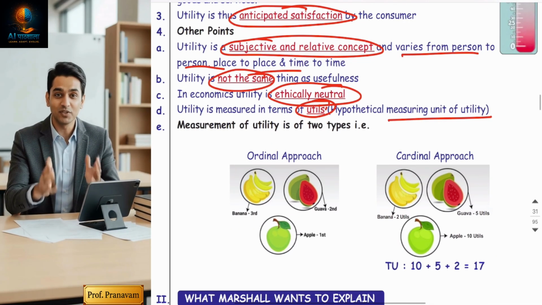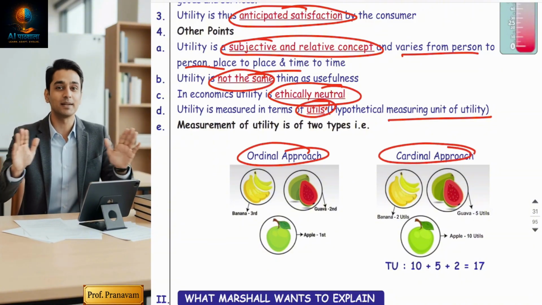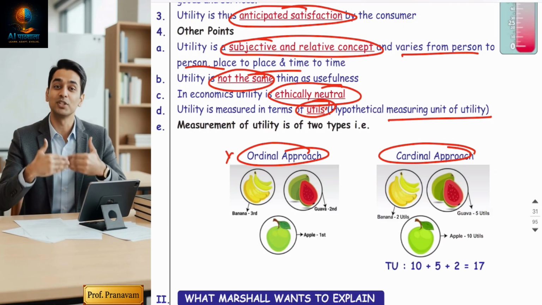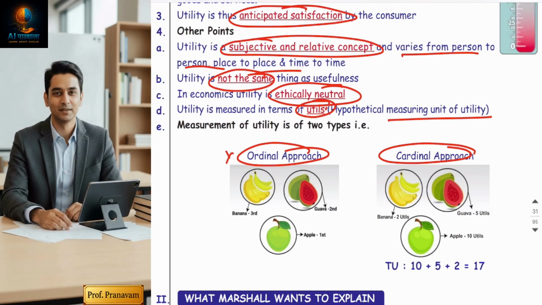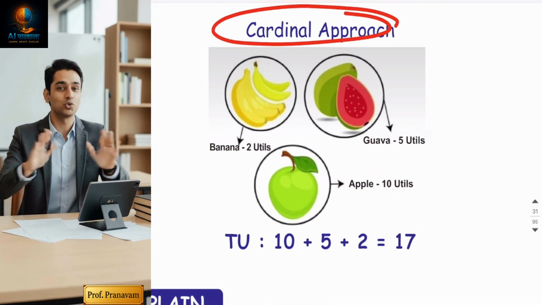Now, utility can be measured in two ways, guys: the ordinal approach and the cardinal approach. The ordinal approach is used in the indifference curve, which you will study in a further chapter, but the cardinal approach is used in this chapter.